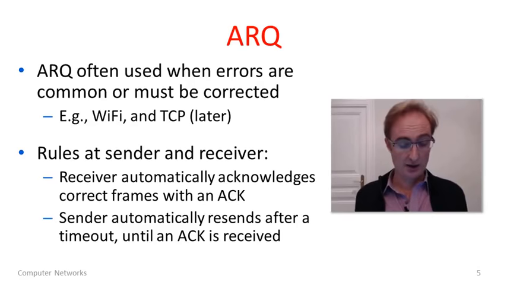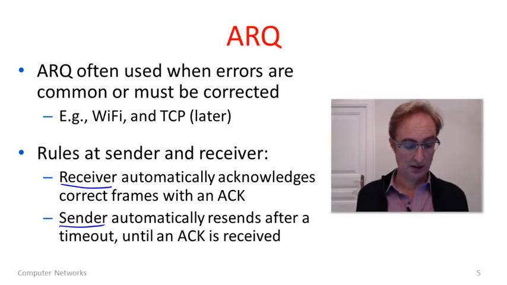The rules for ARQ are fairly simple. At the receiver, all you have to do is automatically acknowledge correct frames. And what an acknowledgement means is that you will send a short packet from the receiver back to the sender. This short packet is called an ACK, short for an acknowledgement. The rule at the sender is simply that you automatically resend the frame if you have not received the ACK after a certain time period. This is called a timeout.